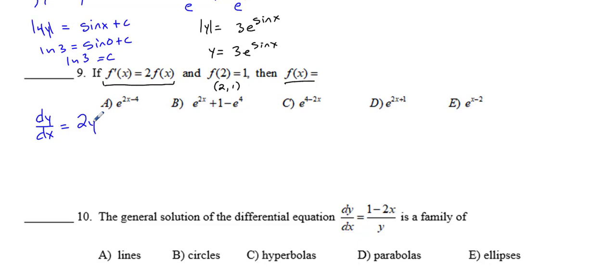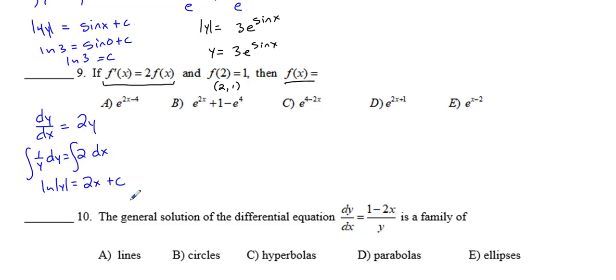I'm not bringing the 2 along. I'm leaving it here with dx. I'm bringing the y over here. So 1 over y dy equals 2 dx. Then let's find the antiderivative of both sides. Let's integrate both sides. Natural log absolute value y equals, was that just 2x plus c? Then everything after that, it's the same.